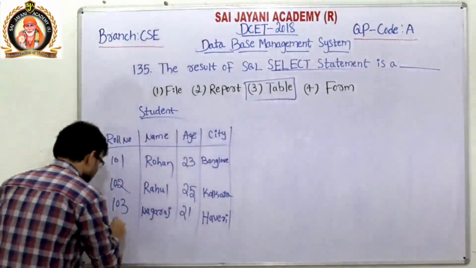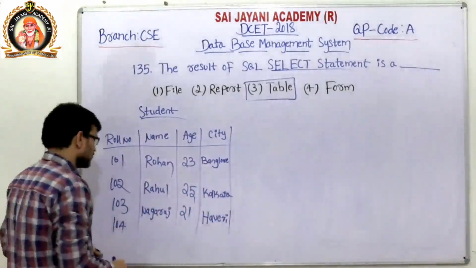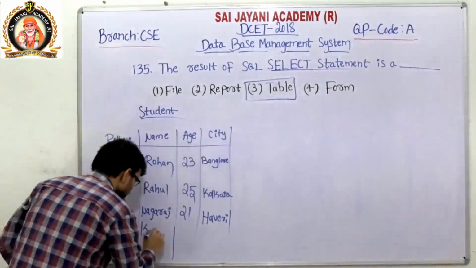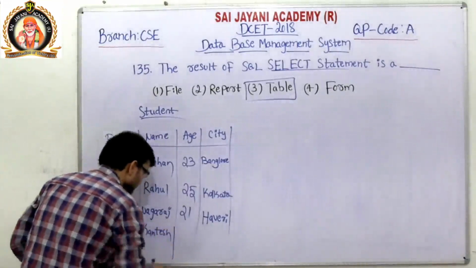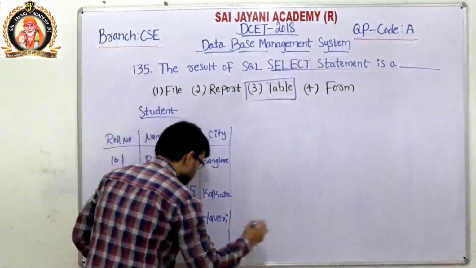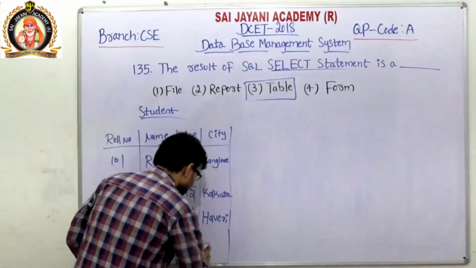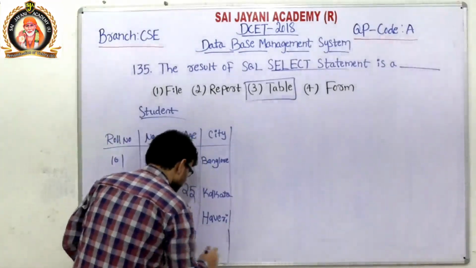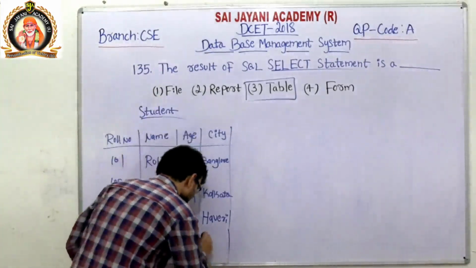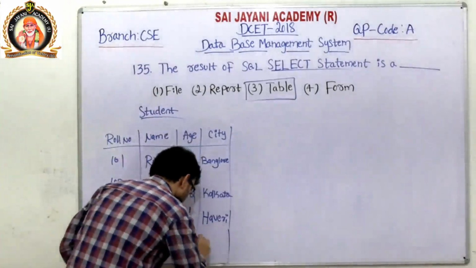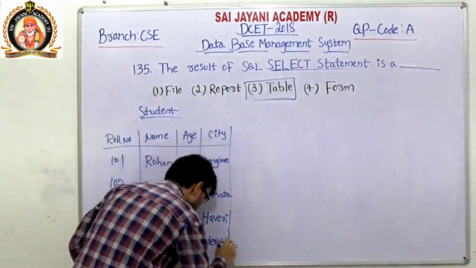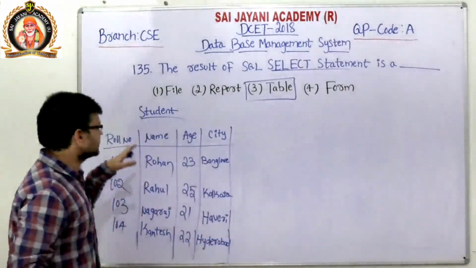Similarly, roll number 104, his name is Kantesh, his age is 22, and he belongs to a city, let's take any, Hyderabad. Okay, we created one table, the student table.